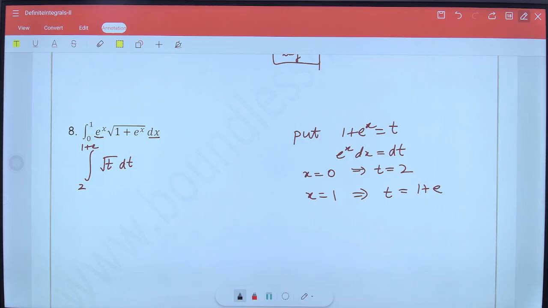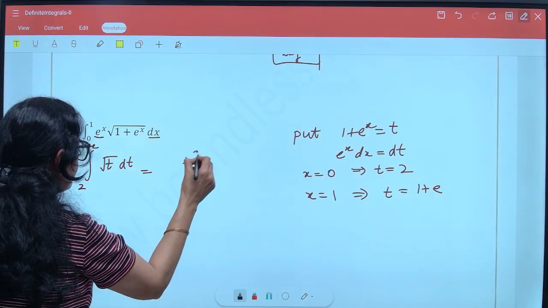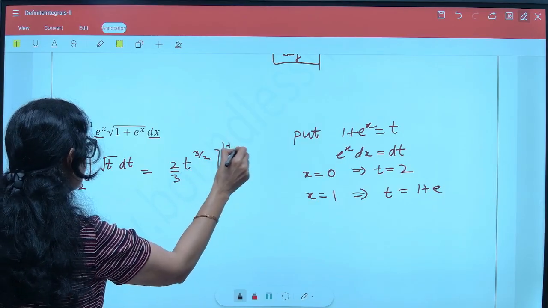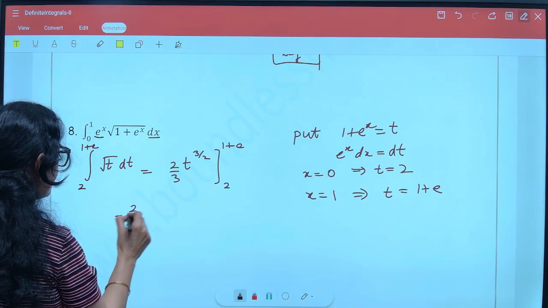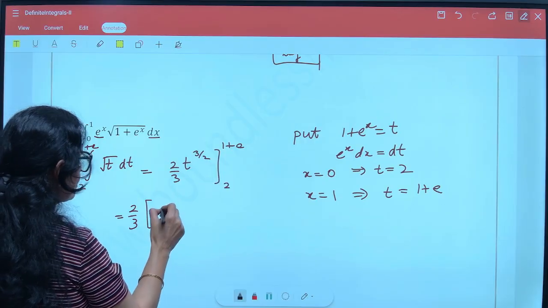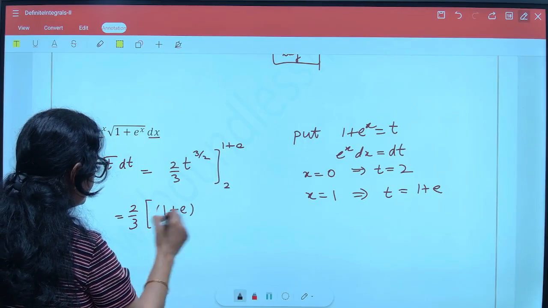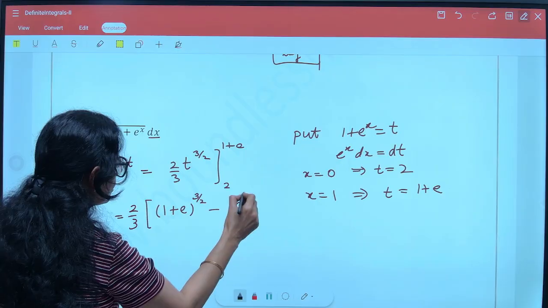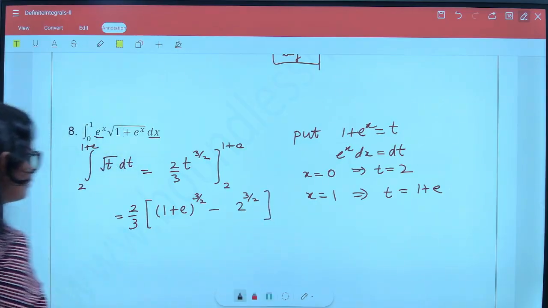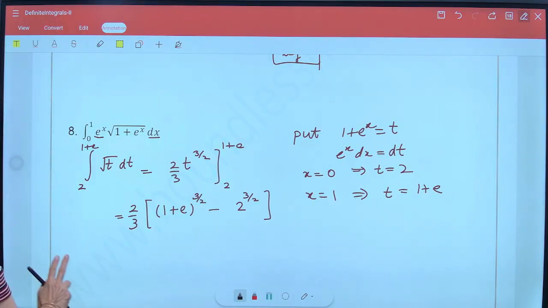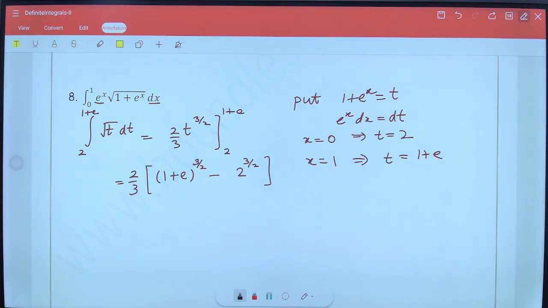Now what is the integral of t raised to power half? Square root of t is t raised to power half. So it is going to be t raised to power 3 by 2, 2 by 3 by the side, and the limits are 2, 1 plus e. So when we put the limits, we have 2 by 3 as constant and we have t to the power 3 by 2. So this becomes 1 plus e to the power 3 by 2 minus 2 to the power 3 by 2, right? We have replaced this variable with the upper limit and then with the lower limit.